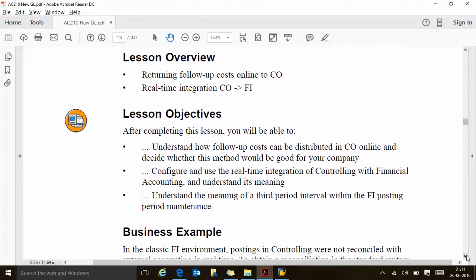So after this unit or lesson, we will be able to learn how follow-up cost can be distributed to the CO line and decide whether this method would be good for your company. Configure the use of real-time integration of controlling and financial accounting and understand its meaning, and understand the meaning of the third period interval within FI posting period maintenance. What is the third period interval? We will see that.